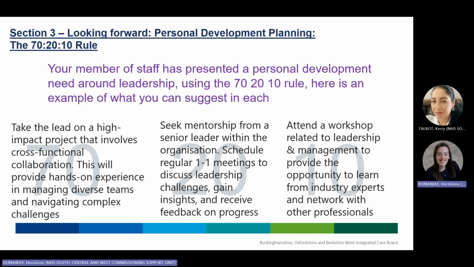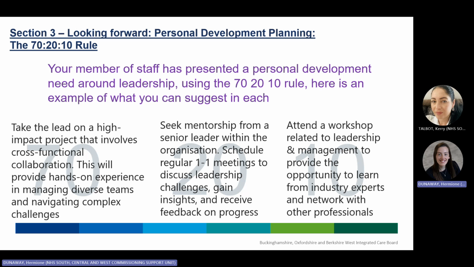20%, so that engagement with others, interaction with others, you could encourage them to seek mentorship or shadow a senior leader where possible within the organisation, scheduling regular one-to-one meetings to discuss leadership challenges, gain insights, and receive any feedback on progress that's been made. And then in that final 10%, attending a workshop related to leadership and management to provide them with the opportunity to learn from industry experts and network with other professionals.